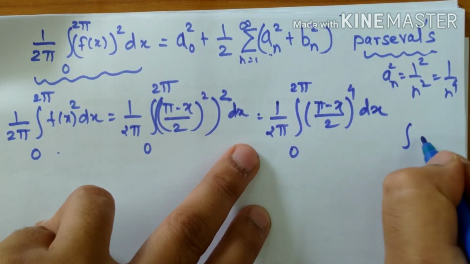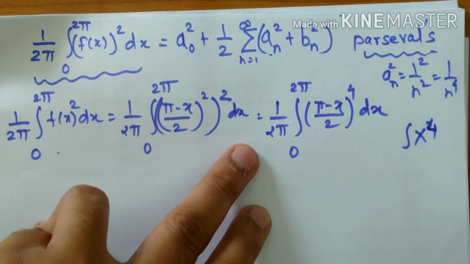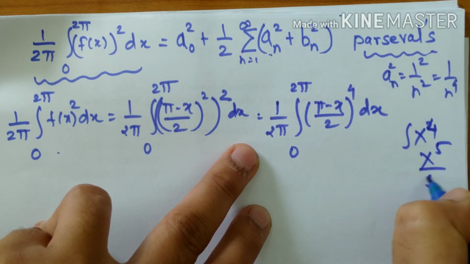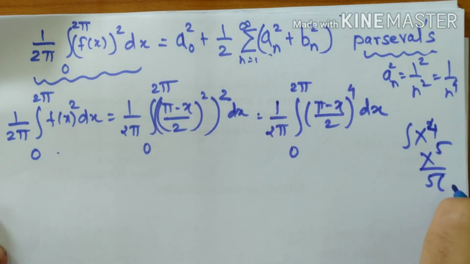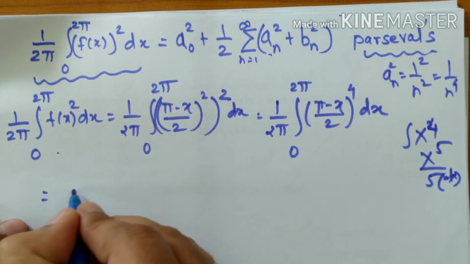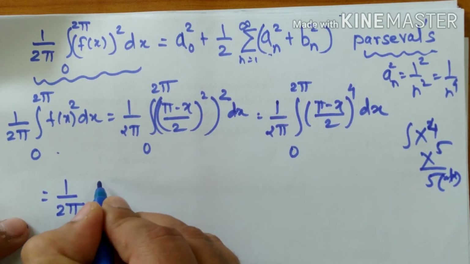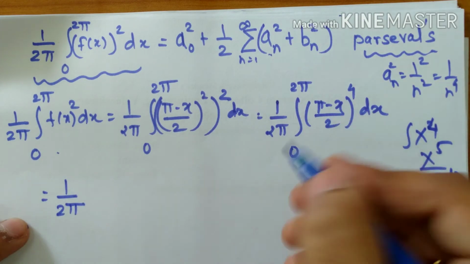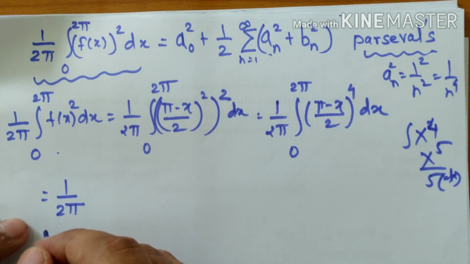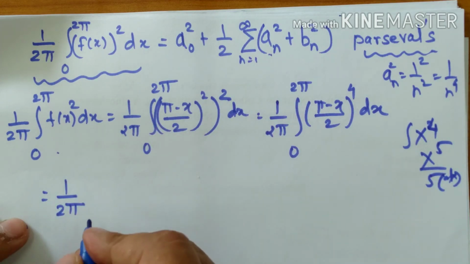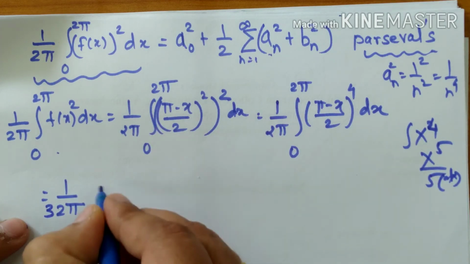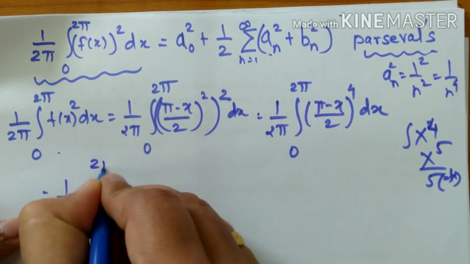So what is the integration of capital X raised to 4? That is x raised to 5 by 5 into derivative of x. Okay, so this is 1 upon 2 pi, 1 upon 2 raised to 4, that means I am taking 1 upon 2 raised to 4 outside, that is 16, and 16 2s are 32, 0 to 2 pi.